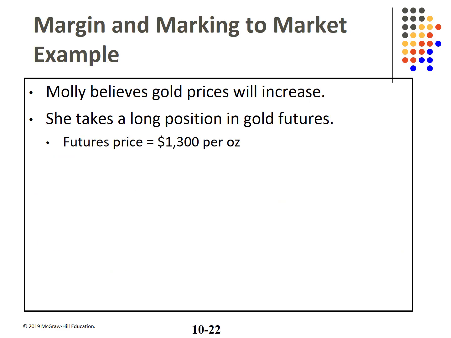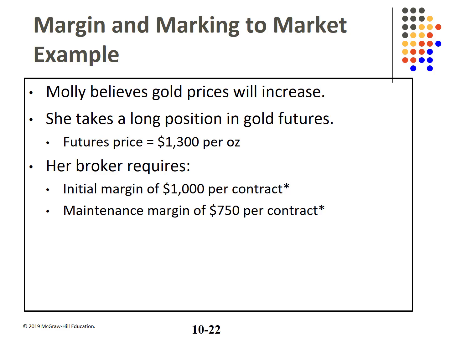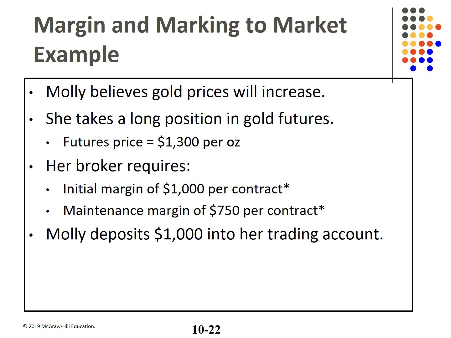Here's a margin example. Molly believes gold prices are going to increase, so she takes a long position in gold futures when the price is $1,300 per ounce. Her broker requires $1,000 in initial margin and maintenance margin of $750. This is a lot less than it would really be. Molly deposits $1,000 into her account, and on the following slide we'll see how this plays out.